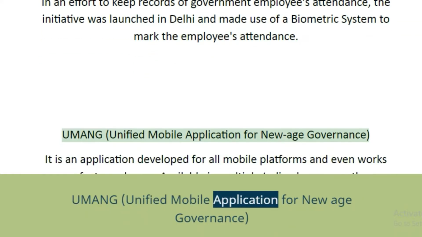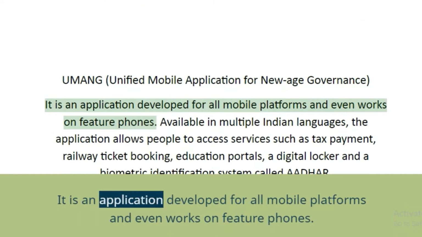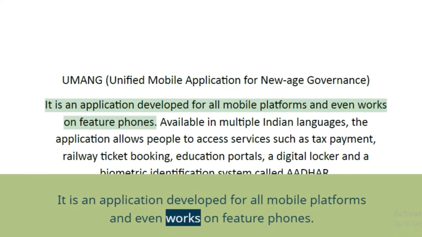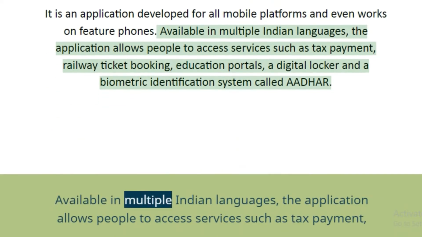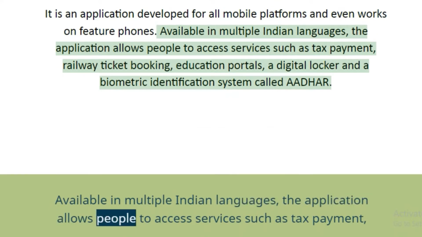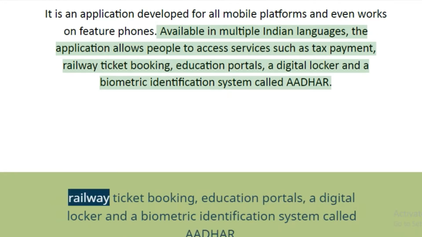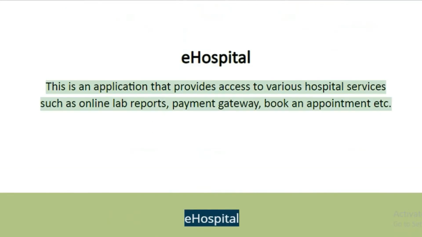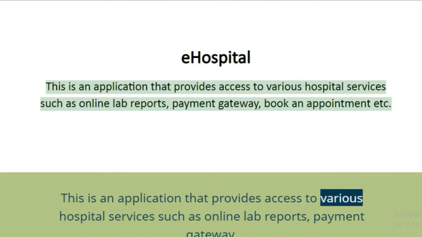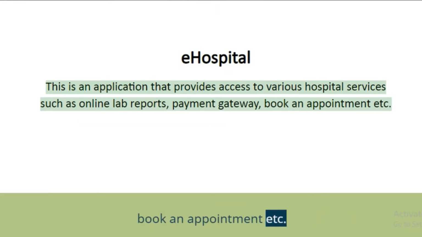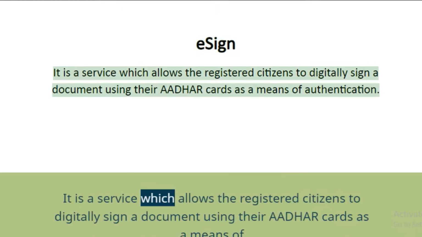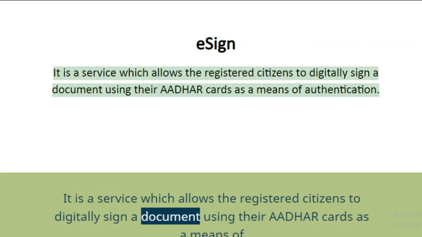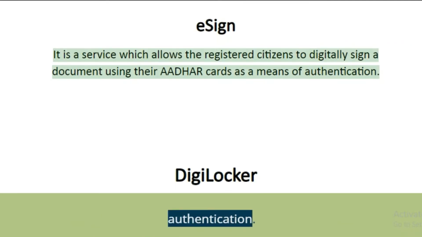UMANG, Unified Mobile Application for New Age Governance. It is an application developed for all mobile platforms and even works on feature phones. Available in multiple Indian languages, the application allows people to access services such as tax payment, railway ticket booking, education portals, a digital locker, and a biometric identification system called Aadhaar. E-Hospital. This is an application that provides access to various hospital services such as online lab reports, payment gateway, booking an appointment, etc. eSign. It is a service which allows the registered citizens to digitally sign a document using their Aadhaar cards as a means of authentication.